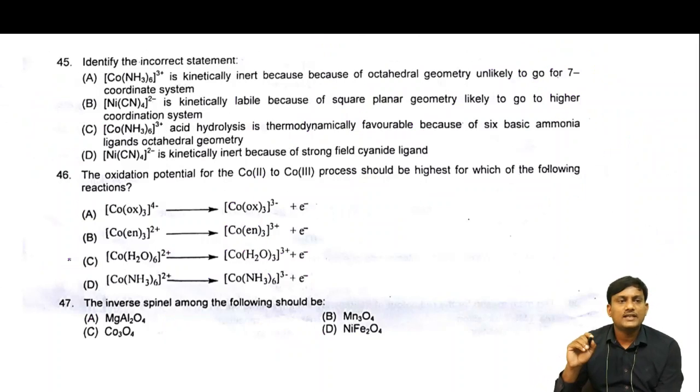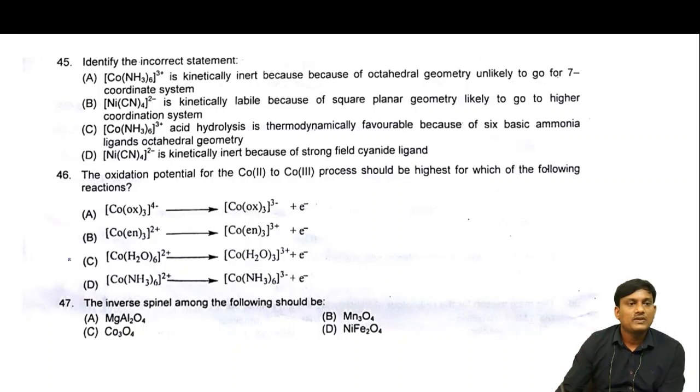Identify the incorrect statement. Co(NH3)6 3+ is kinetically inert because of octahedral geometry, unlikely to go for a 7 coordinate system. This one is correct. Maximum coordination number is 6, so it will not allow a 7 coordination system. That's why there is no reactivity of [Co(NH3)6]3+.